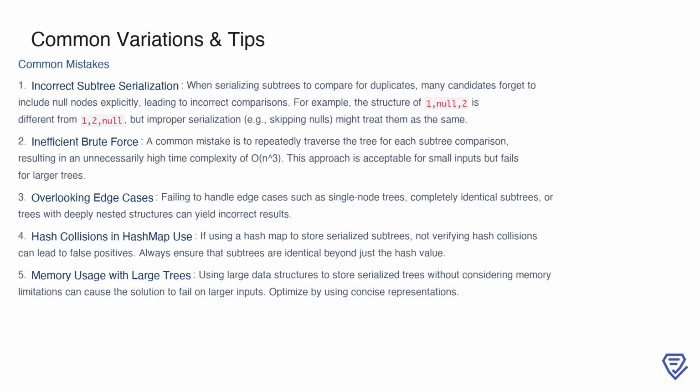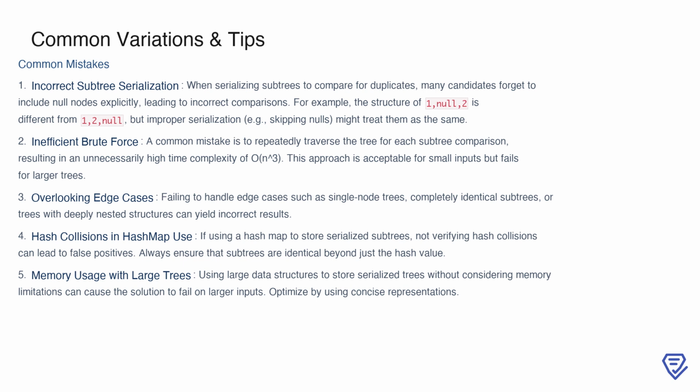as identical. Another frequent error is relying on an inefficient brute force approach, where the tree is traversed multiple times for each comparison. This can lead to a time complexity of n cubed, which is impractical for larger inputs. Additionally, failing to consider edge cases like single-node trees, entirely identical subtrees, or deeply nested structures can result in missed duplicates or incorrect outputs. If you're using a hash map to store serialized subtrees, be aware of potential hash collisions. Subtrees that appear to match based on their hash values should be explicitly verified for equality.